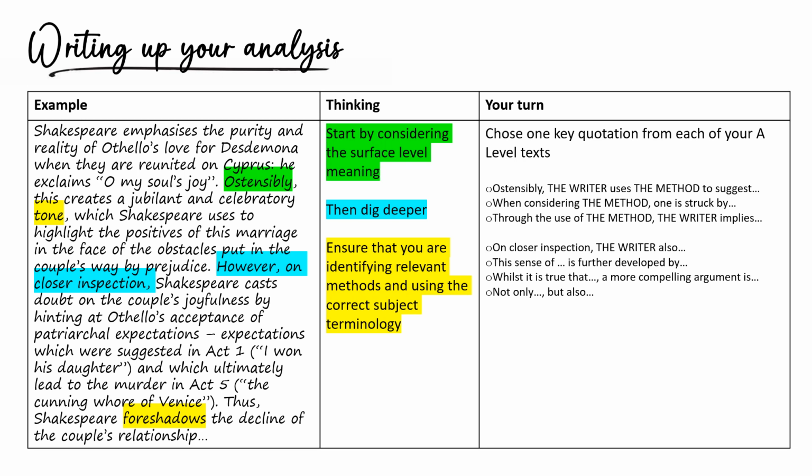Okay, so as I've done in the previous slides, I've highlighted in green the surface level meaning. So I start with my quotation, then I've got that surface level. I've made sure I'm looking at subject terminology, looking at methods. So I've highlighted that word tone there in yellow. Then I'm digging deeper beneath the surface. So on closer inspection, Shakespeare casts doubt on the couple's joyfulness. And then again, I'm thinking about my subject terminology. So I've made sure I'm looking at the word foreshadows there.